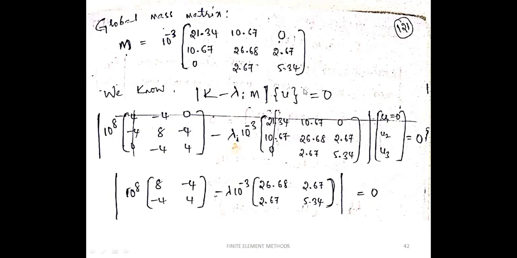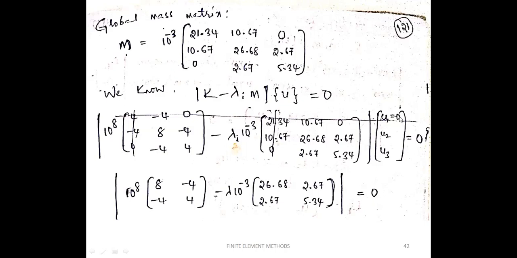But now this given problem is only a free vibration problem. That's why (K minus lambda M) into u is equal to 0. Here K is the global stiffness matrix, which after applying is 10 power 8 into [4, -4, 0; -4, 8, -4; 0, -4, 4], minus lambda i into the global mass matrix, which is 10 power minus 3 into [21.34, 10.67, 0; 10.67, 26.68, 2.67; 0, 2.67, 5.34]. This is the global mass matrix, and that multiplies the displacement matrix.